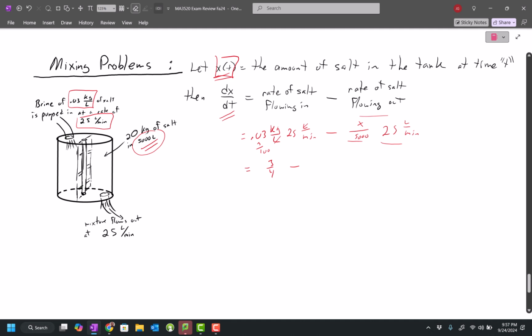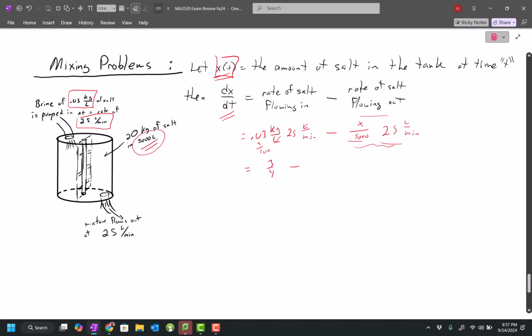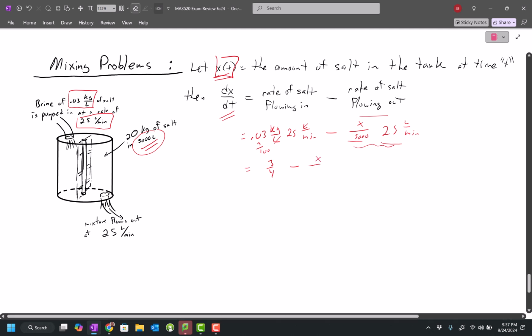Now we can simplify this if we want, right? We know that we could rewrite this. We could cancel a factor of 5 to get 5 over 1,000, and then 5 over 1,000 should be the same as 1 over 200. So this should simplify to x over 200 kilograms per minute. And now we have this differential equation: dx/dt equals 3/4 minus x over 200.